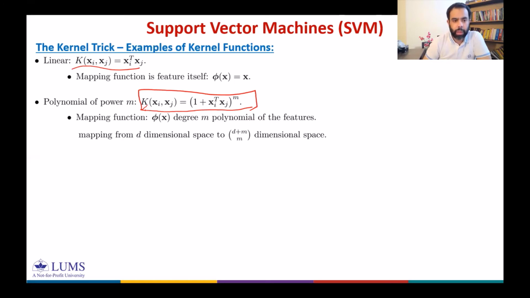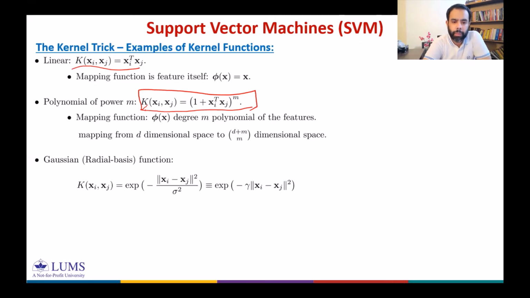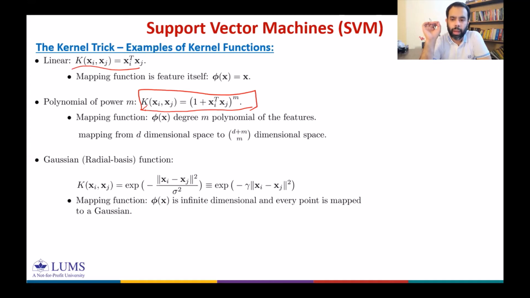Another very popular, very widely used function is the Gaussian function. It computes the inner product in the low dimensional space, xi and xj in the low dimensional space. And in fact, the mapping function in this case is infinite dimensional. Every point is mapped to a Gaussian. Okay, what is worth noting here is that the intrinsic dimensionality of the data remains d even in the high dimensional space.